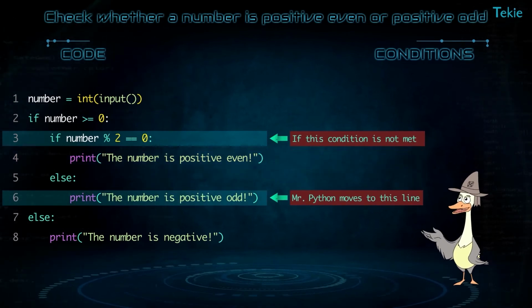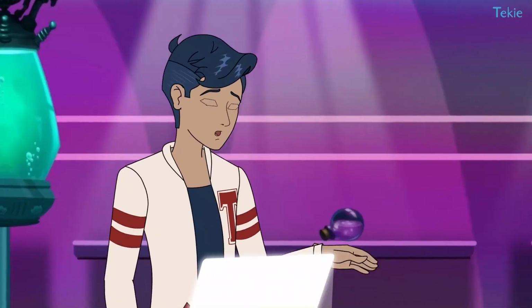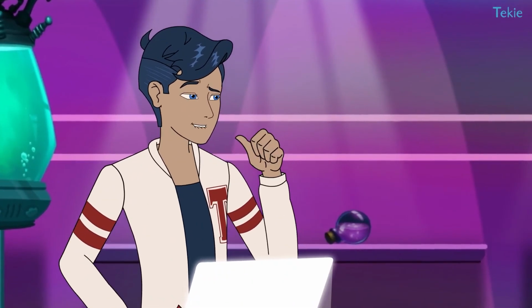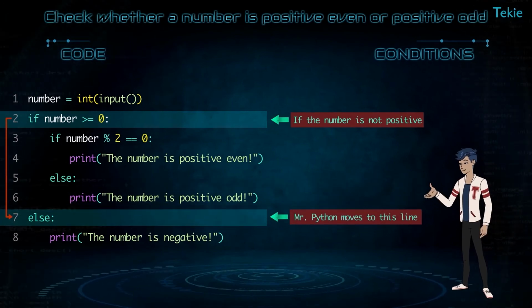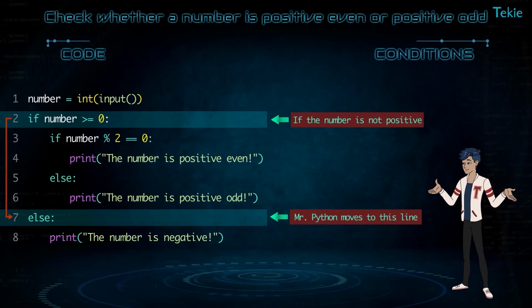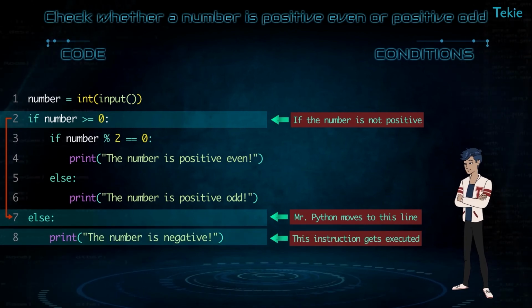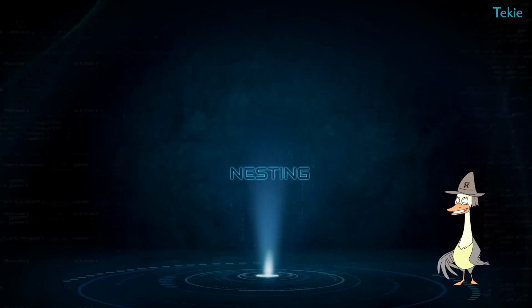And if the number is not positive, whoa, teamwork! Now it's my turn. If the number is not positive, Mr. Python jumps from line 2 to line 7 right away. So we simply display the message from line 8. Yep, and we call it nesting.